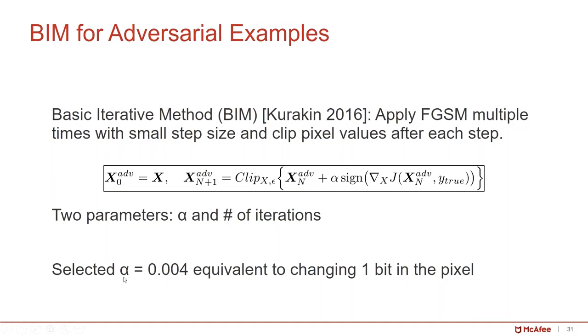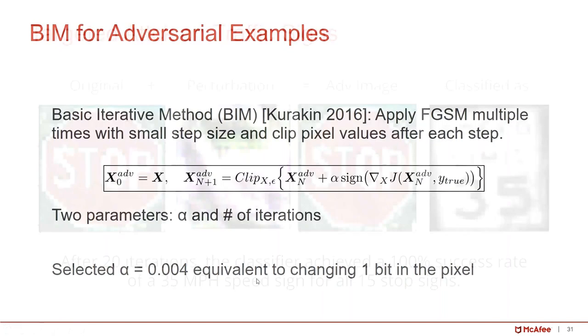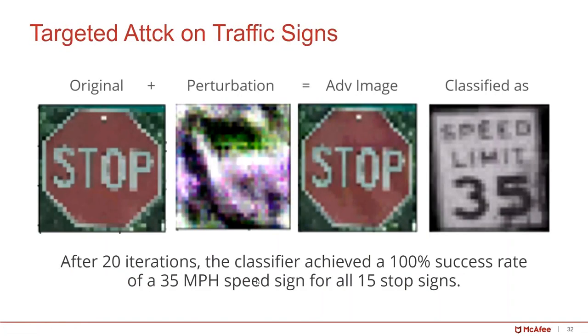So we specifically chose alpha equal to 0.004, which is equivalent to changing 1 bit in the pixel. We conducted a targeted attack. Basically, we want to turn a stop sign into a 35 miles speed sign. You can see that after 20 iterations, the classifier can achieve a 100% success rate in turning a stop sign into a 35 miles speed sign for the 15 stop signs we collected in our office neighborhood.